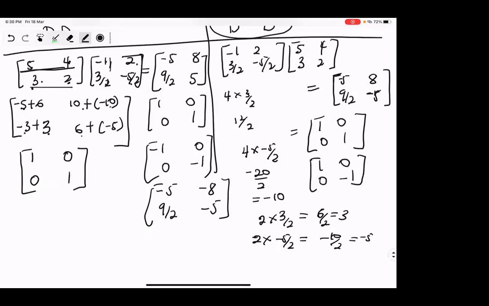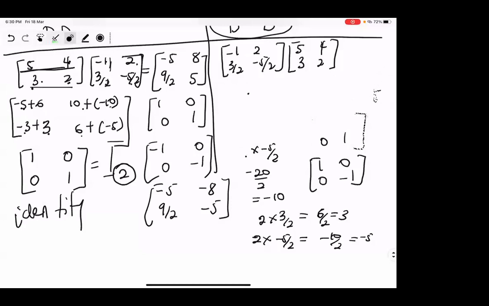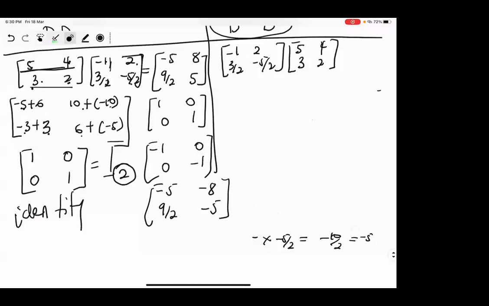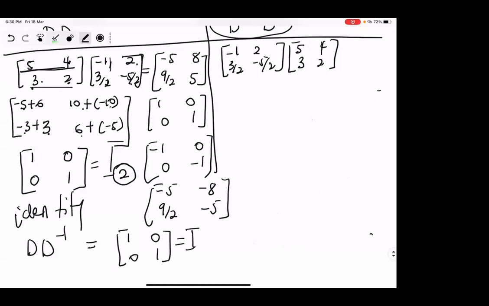This is a square matrix. It's a diagonal matrix whose diagonal entries are all ones, everywhere else is 0. Such a matrix is known as the identity matrix. And since this is a 2 by 2 matrix, we write I subscript 2, where the subscript indicates that it's a 2 by 2 matrix. Now let's look at the other side. D times D inverse, we are getting the identity matrix. D times D inverse is equal to 1, 0, 0, 1, which is the identity matrix.